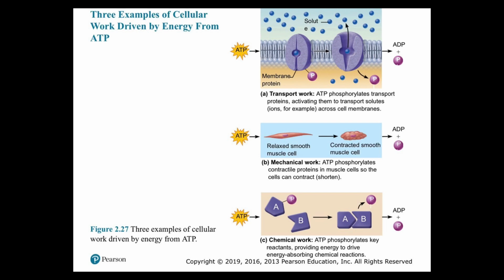In figure B, you have a relaxed smooth muscle cell. The ATP is going to phosphorylate the contractile proteins inside the muscle cells so that the cells can contract or shorten, and ADP and phosphate are formed. In figure C, chemical work, ATP is going to phosphorylate, or add a phosphate group to, one of the key reactants, providing the energy to drive the energy-absorbing chemical reactions and to form a product.